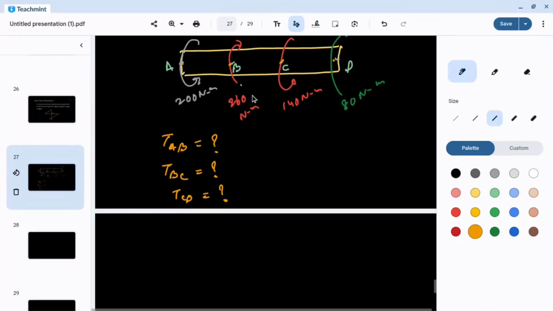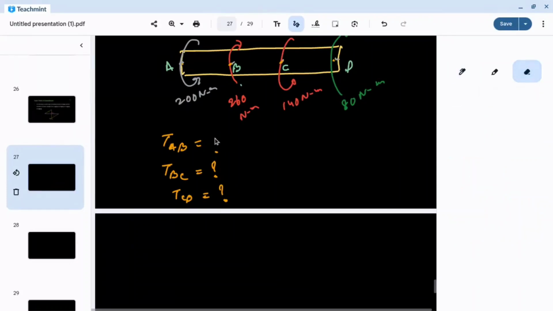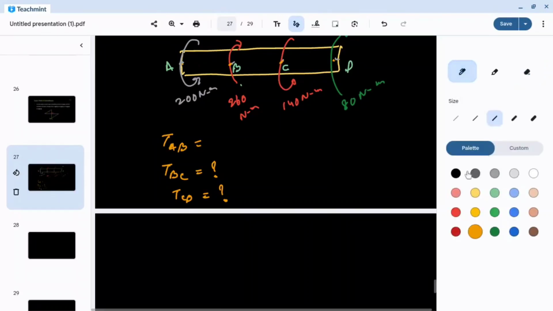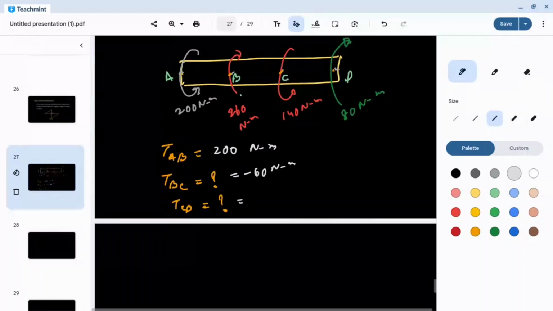AB is 200. BC is minus 60. CD is minus 80.